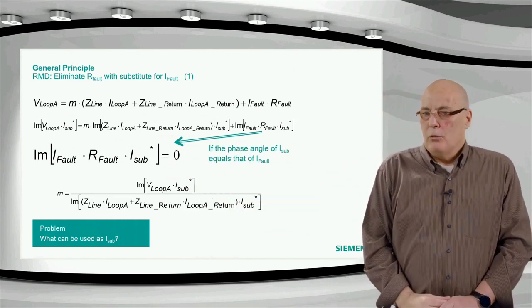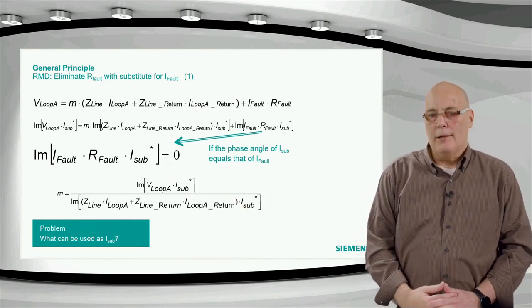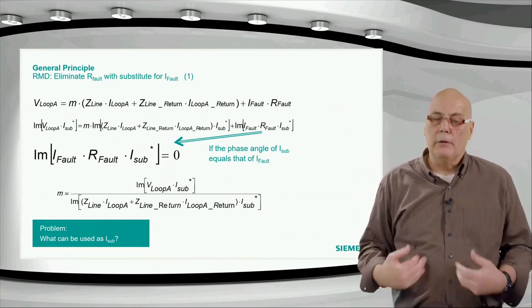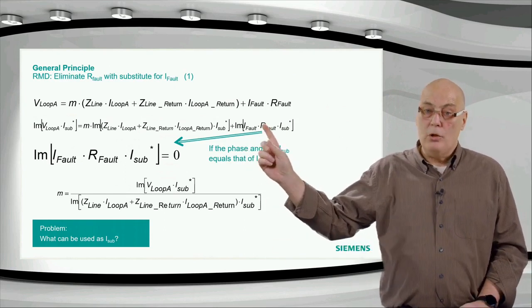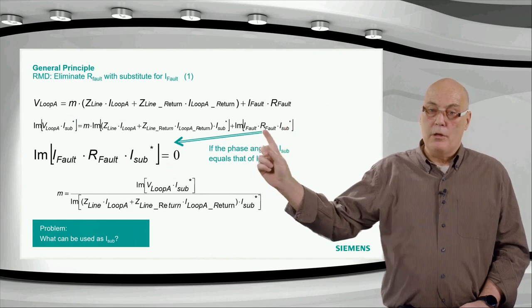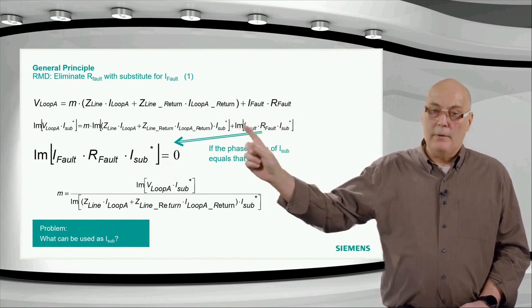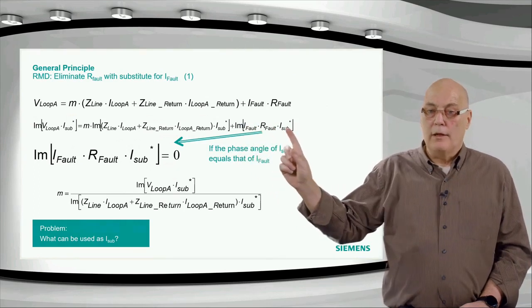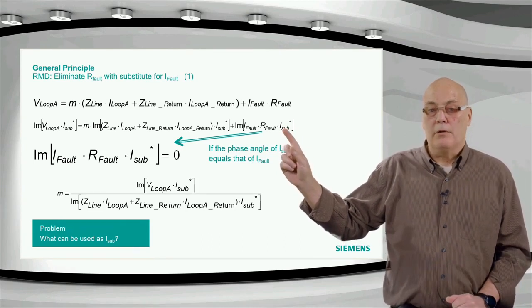But you can do this, multiply the equation on both sides by the conjugated I sub, and then you take the imaginary component. And the reason why you do all of this is because then this term over here will be equal to 0. Because the imaginary component of this term is 0, because if I sub and I fault have the same angle, then I fault times the conjugate of I sub will be pure real, having no imaginary part. So that will be 0.